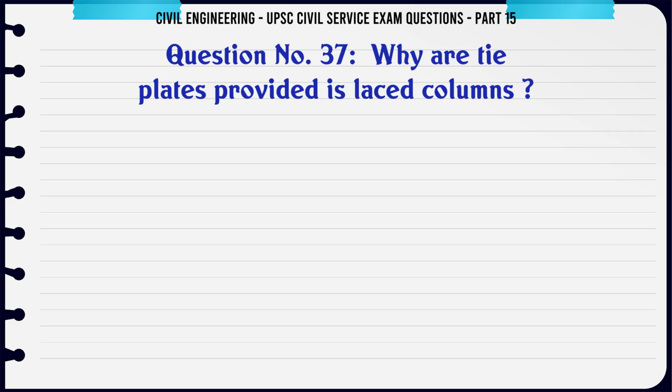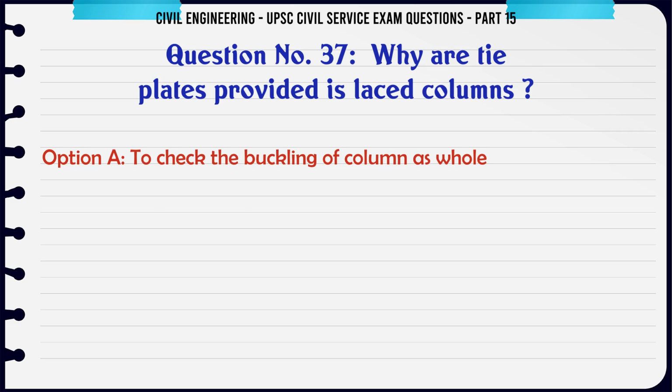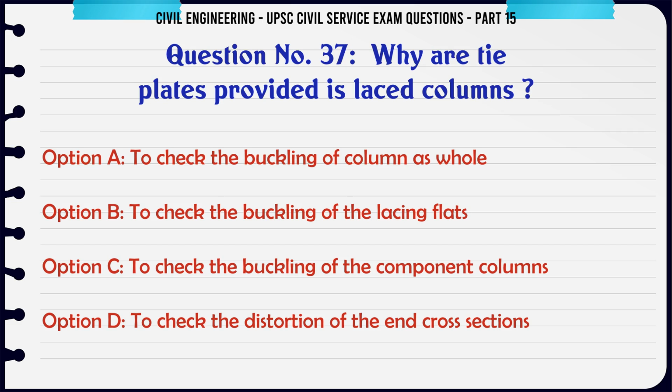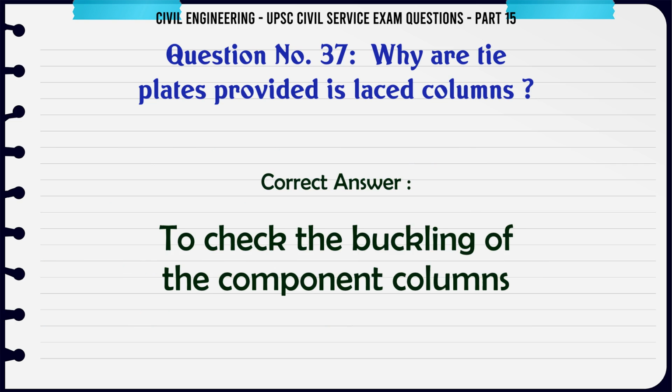Why are tie plates provided in laced columns? A. To check the buckling of the column as a whole. B. To check the buckling of the lacing flats. C. To check the buckling of the component columns. D. To check the distortion of the end cross sections. The correct answer is to check the buckling of the component columns.